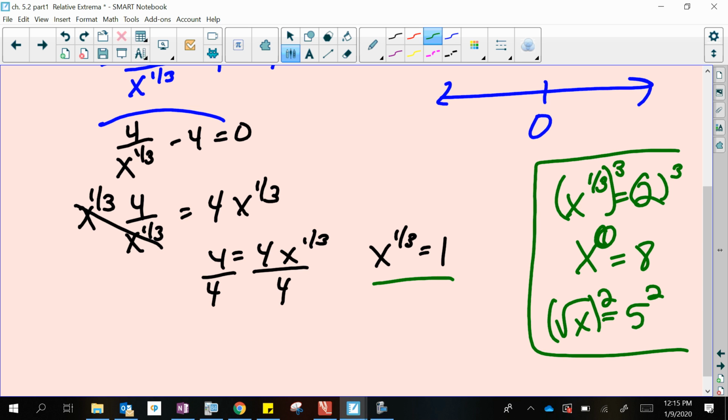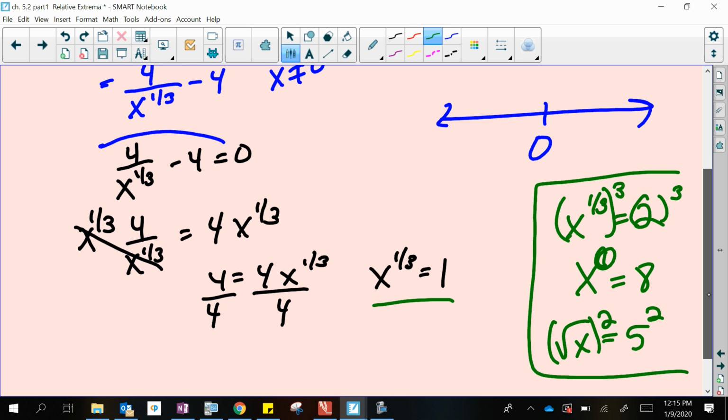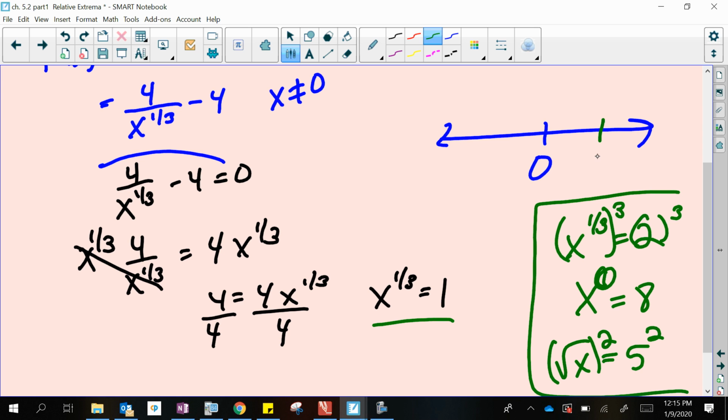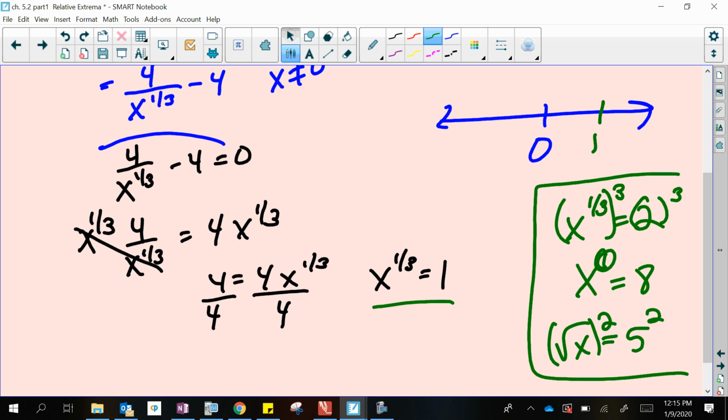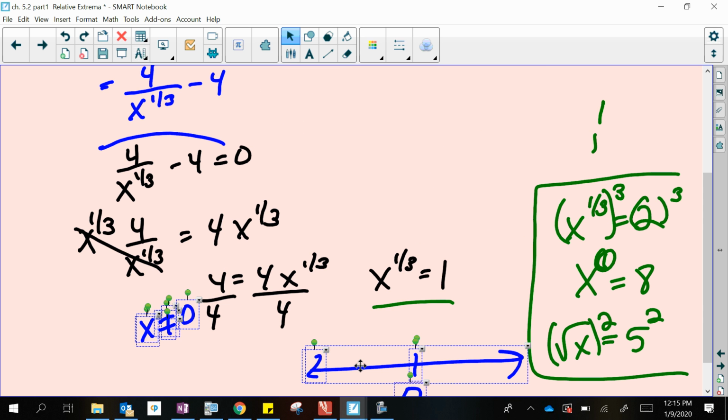All right, so now we have to add a 1 to our number line. Okay? Actually, let me do that. Shoot. Okay.